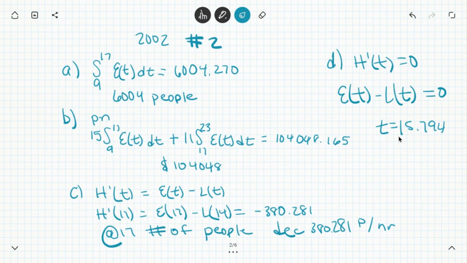There's probably going to be more than one. I haven't looked at the graph of this one. There's probably going to be more than one, but you have to find the one that's on the interval from 9 to 23. So we know that time has to be somewhere between 9 and 23. That's how we choose this one here.